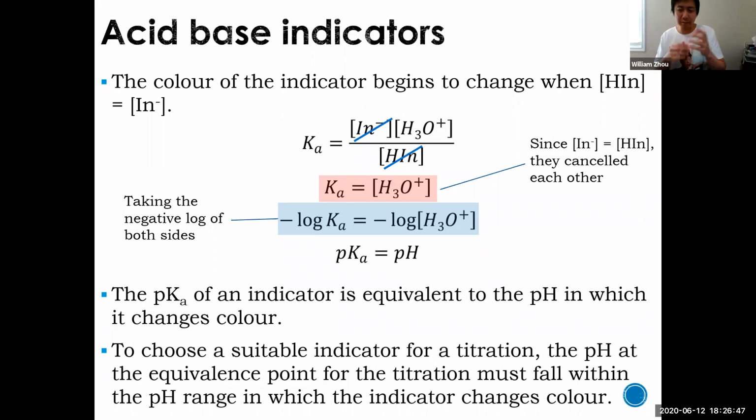Okay, so you have to choose a suitable indicator. The pH at the equivalence point of the titration must fall within the pH range of the color change. Otherwise, it's not going to work. Right, so does this make sense? What a pKa is and how that relates to pH? So you have many different types of indicators. They all have their unique pKa, the different pHs that they change color at. And it depends on the titration. You choose the one that matches your equivalence point's pH.